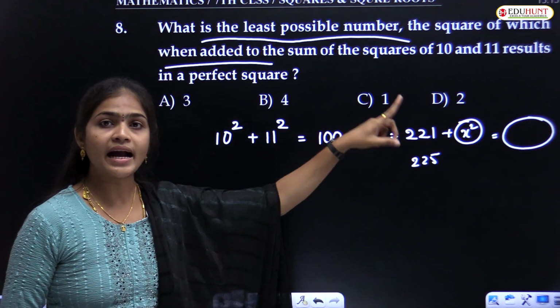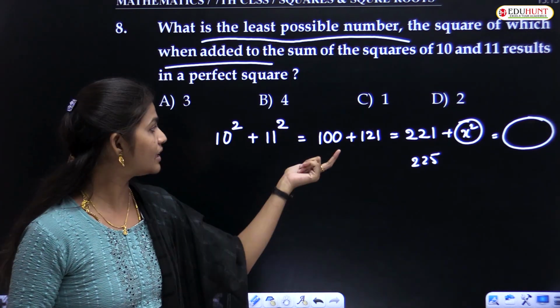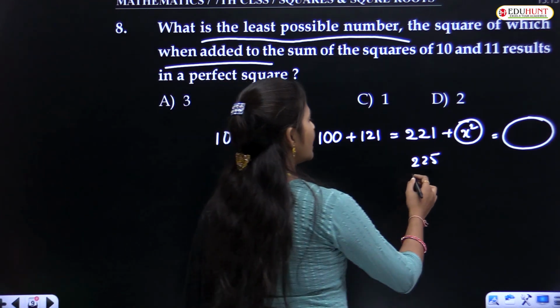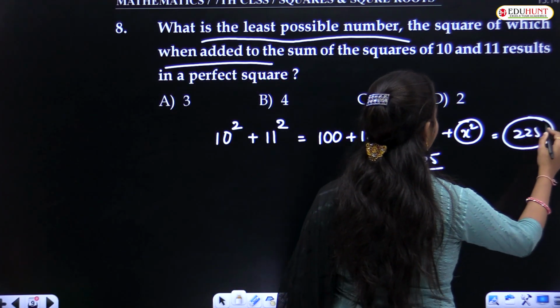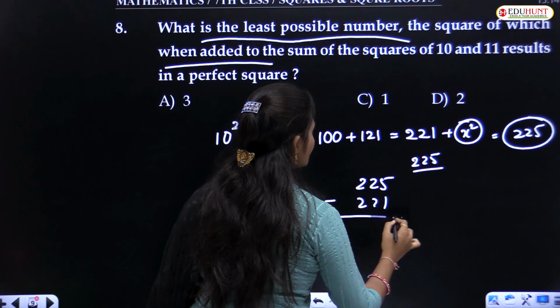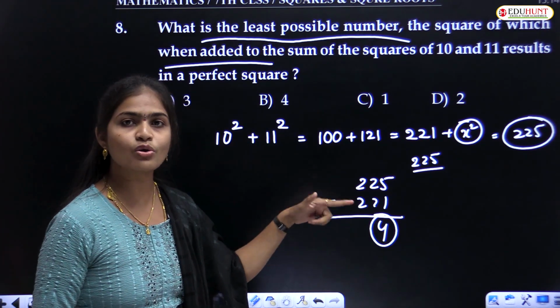So here we need to add, they are asking. So we need to take the greatest number than that given number, that is 221, more than the number we need to take. Okay, so that is 225. So that's why 225 minus 221. So what is the answer here? 4 only, no? No, 4 is not the answer.